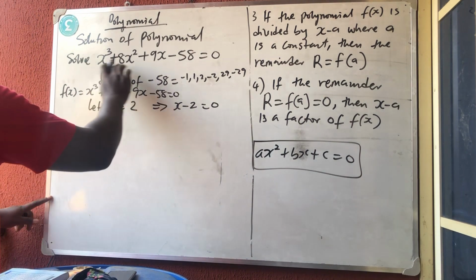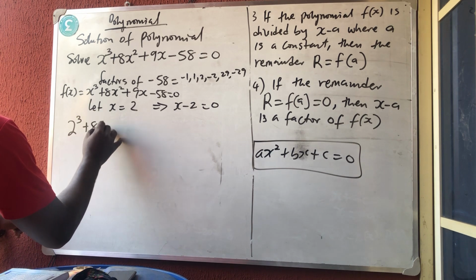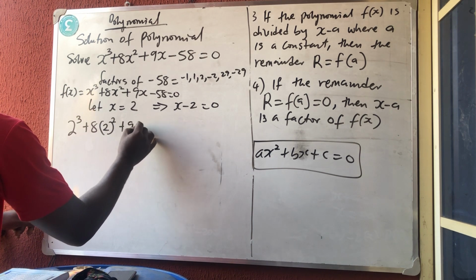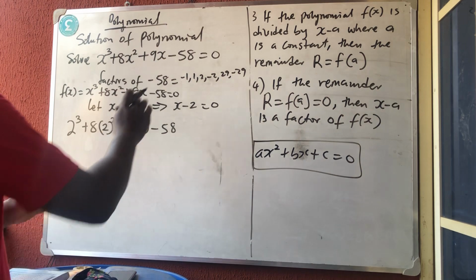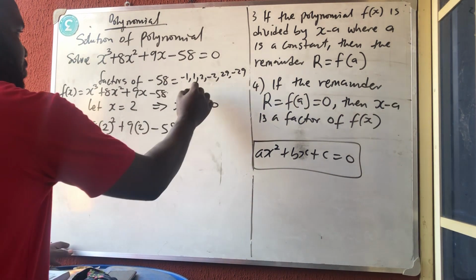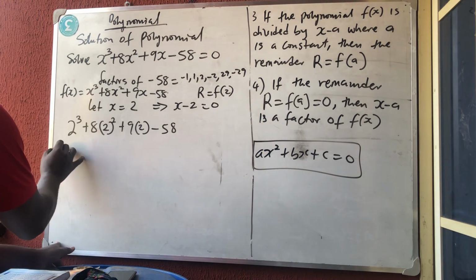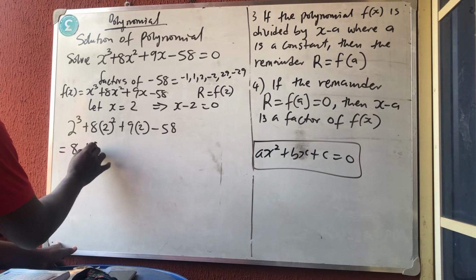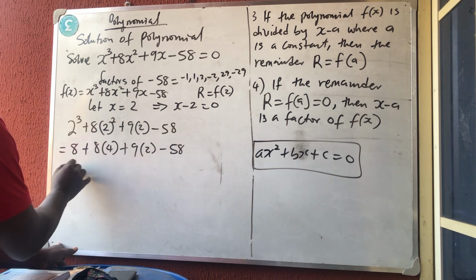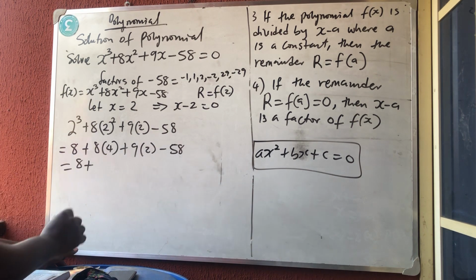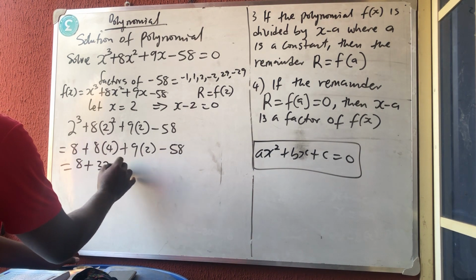Okay, so let us put that. If I put that, I'm having 2 raised to power 3 plus 8 into 2 raised to power 2 plus 9 into 2 minus 58. Please don't put equal to 0. Okay, we want to check using the remainder theorem that r is equal to f of 2. Let's check if we're going to get 0. So I'm having 8 plus 8 bracket 4 plus 9 bracket 2 minus 58. So what do I have? 8 plus 8 times 4, 32.